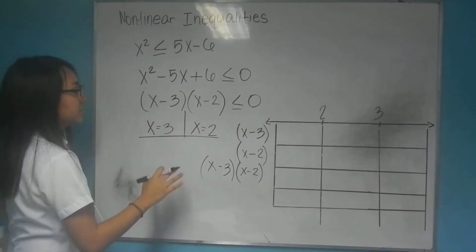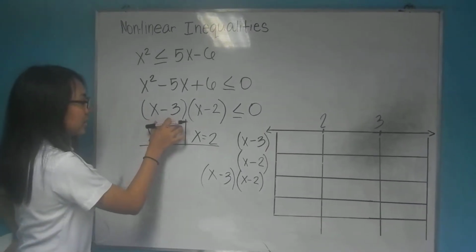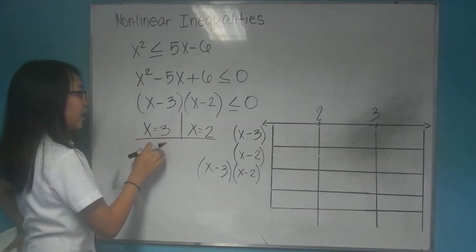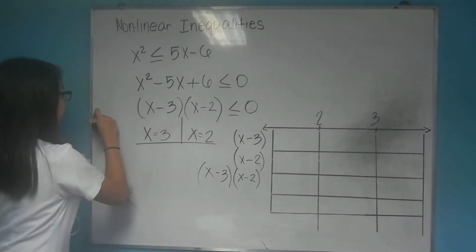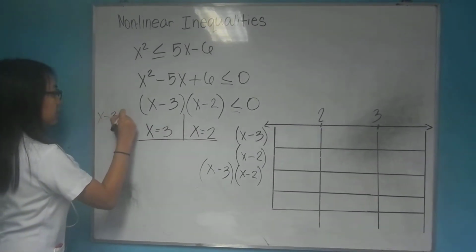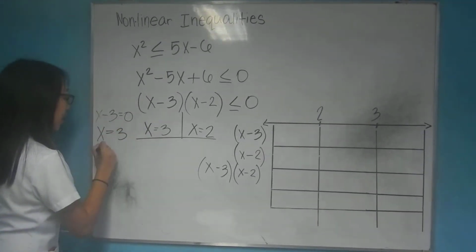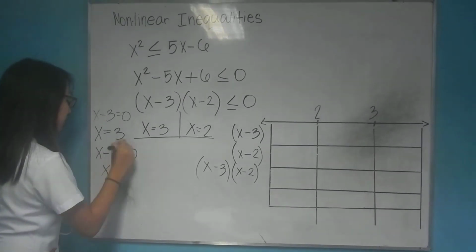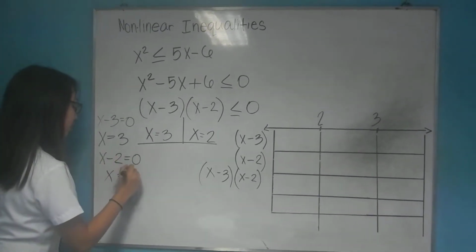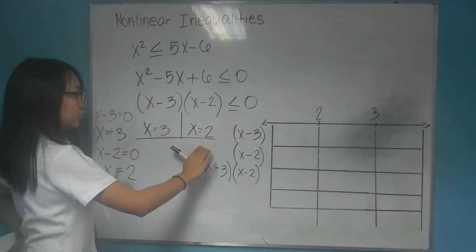We have x minus 3 and x minus 2. Then we equate x minus 3 and x minus 2 to 0. So we have x is equal to 3 and x is equal to 2. We got this by doing x minus 3 is equal to 0. Then we transpose it. We have x is equal to 3, and x minus 2 equal to 0. Then we transpose negative 2 to the other side. We have 2. So we have x is equal to 3 and x is equal to 2.